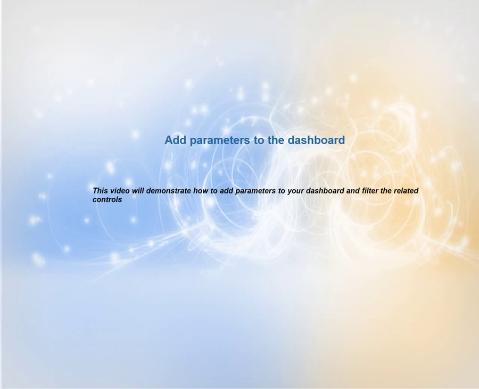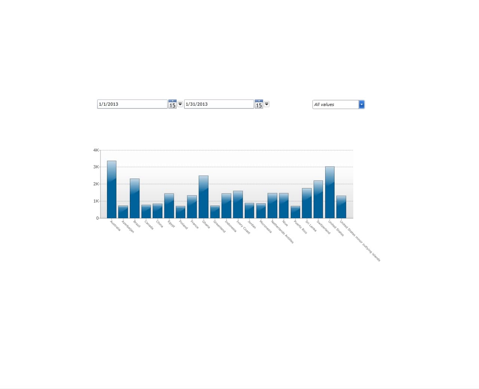In this video, I'll walk you through the step-by-step process on how to add a parameter to the dashboard and how to filter the associated controls. As an example, here we have a bar chart which we're going to filter by a date range as well as using a drop-down list selection.